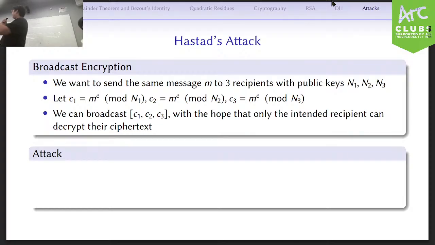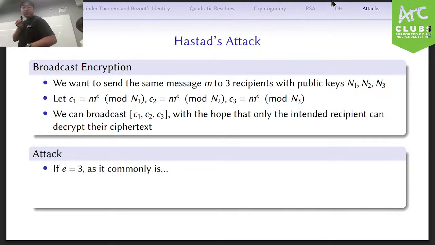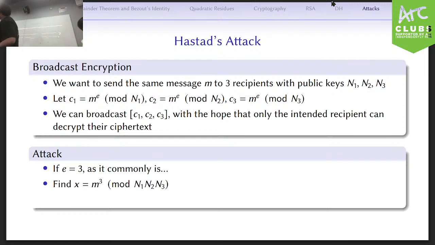But if you just do it as it is, there are some problems that can arise. Teddy mentioned earlier, if we use a value of E as being 3, that can lead to some problems. This is one example where this can lead to a big problem. If E is 3, then you can use this attack. The first step is to compute some value of x such that x is equal to m cubed modulo n1 times n2 times n3.